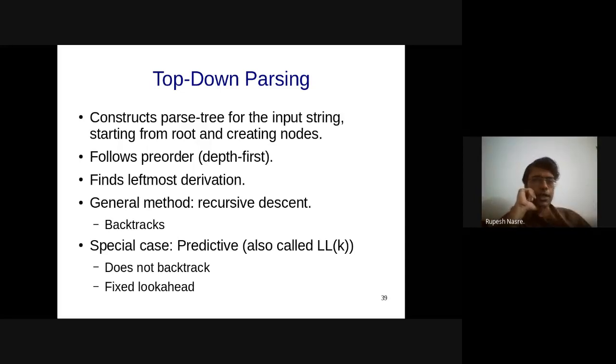But there is a special case of this, a subset of top-down parsing, where we don't need to backtrack. It's called a predictive parser, but this prediction is not really prediction. It just means that looking at the lookahead, what is the next token that is coming, if I am able to find out which production to apply, then it becomes a clear case of which path to take.